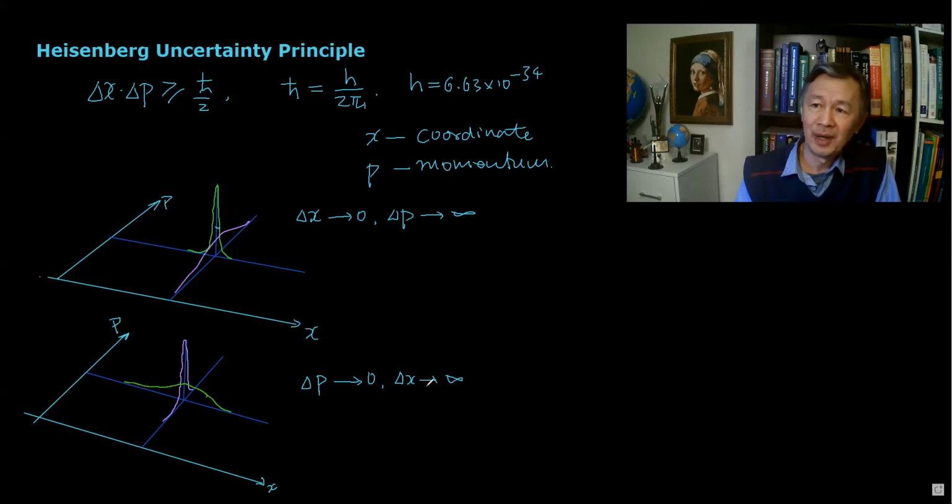How could that happen? Two reasons. Number one, in quantum mechanics, every quantity is described by matrices.